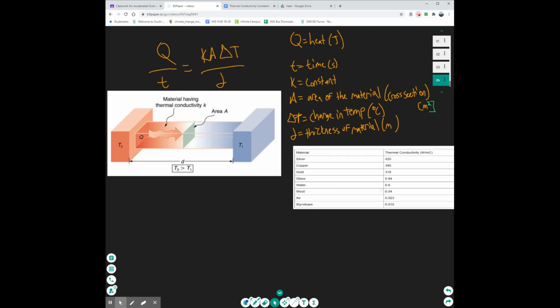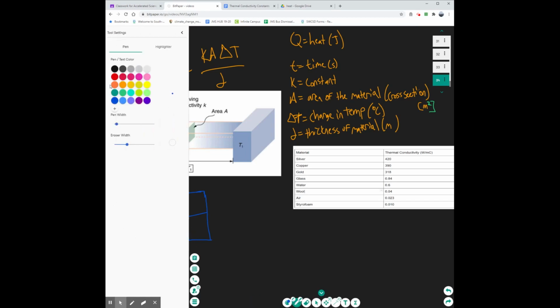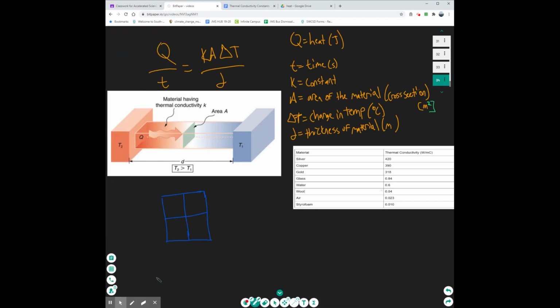Okay, here's another example of a problem. What if I told you that we have a doorway or a window? Let's do a window, it's easier to draw. So we've got ourselves a window to the outside. It's warmer in your house than it is outside your house, so thermal energy is going to be leaving your house. This is an actual problem that you could relate to.